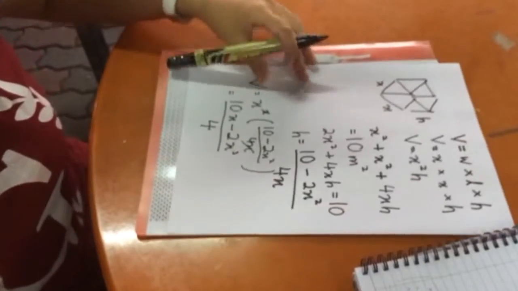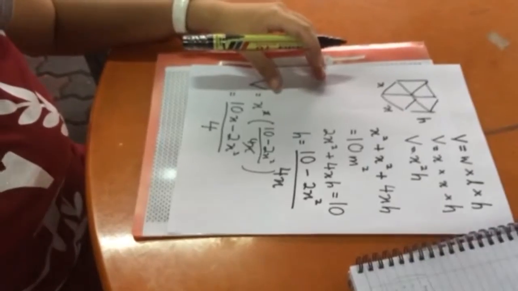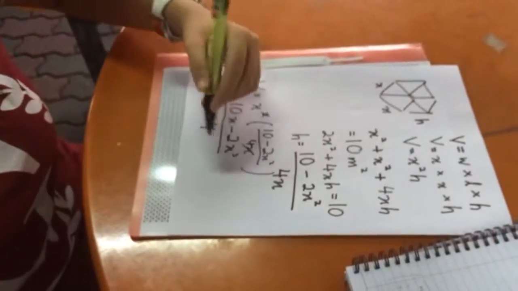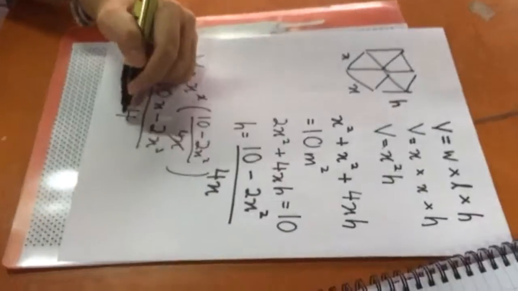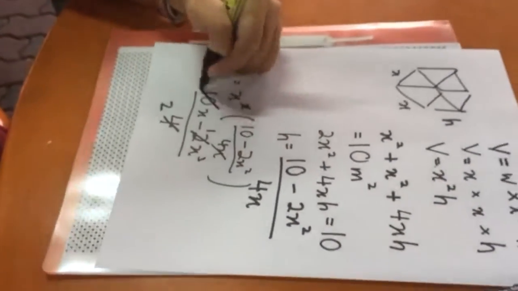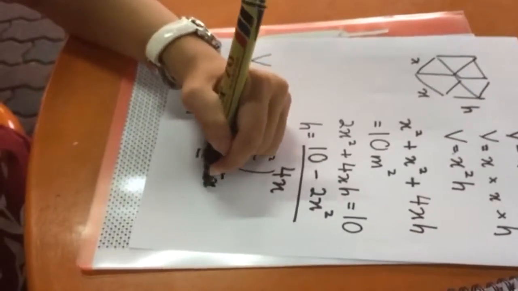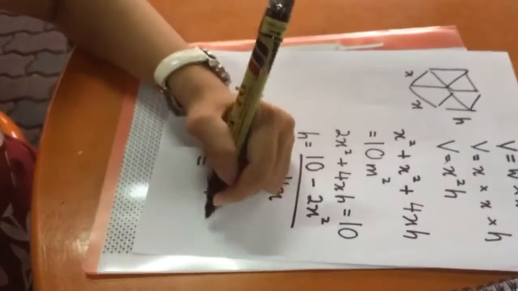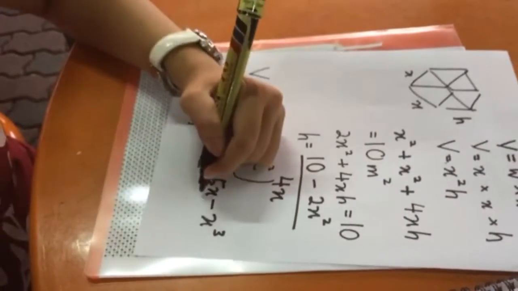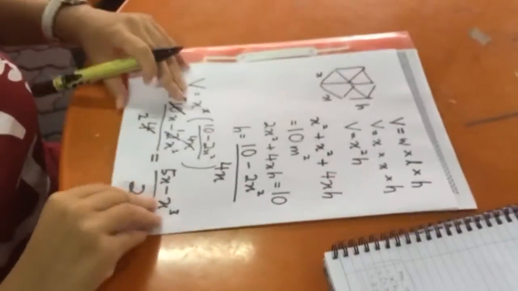And then the next part, we can also simplify it. Dividing through by 2, we get 1, 2 and 5. So the final answer will be 5x minus x cubed, divided by 2. Okay, the next step is we need to find the first derivative of the volume.